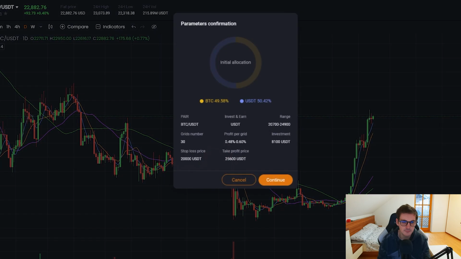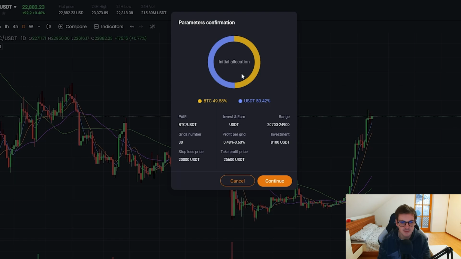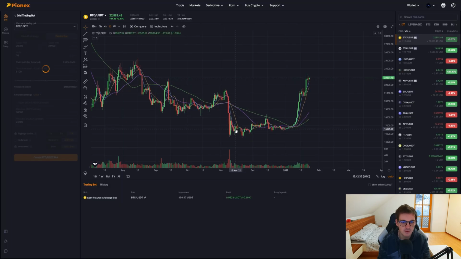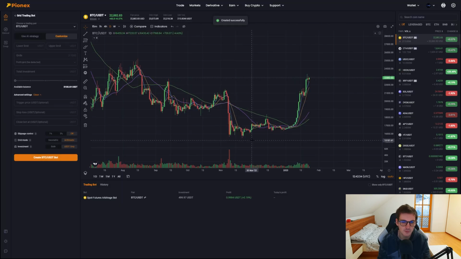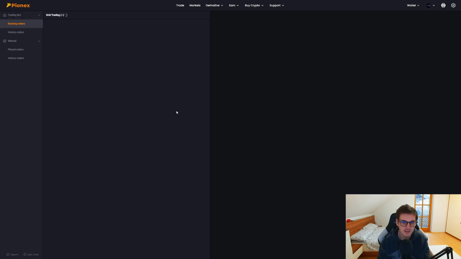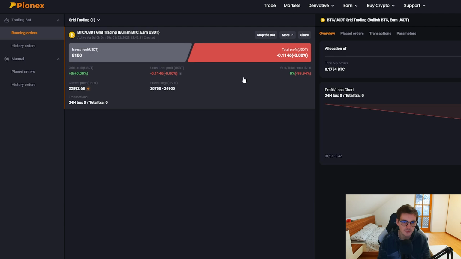Once all settings are input, you can click on Create and see how the initial funds will be distributed on your range. If you're okay with this, simply click on Continue. Now it will take a couple of seconds to create the grid bot, and then it will be shown on your trading bot's overview. By clicking on Detail, you can see an overview of the bot.